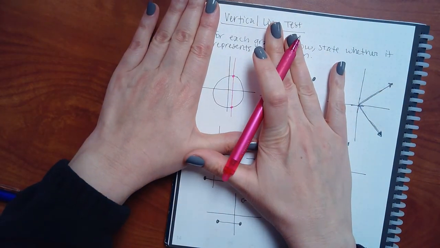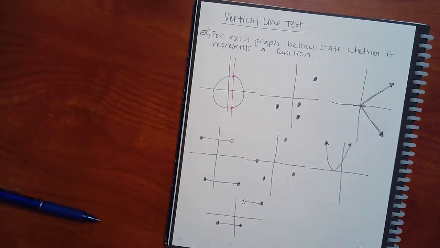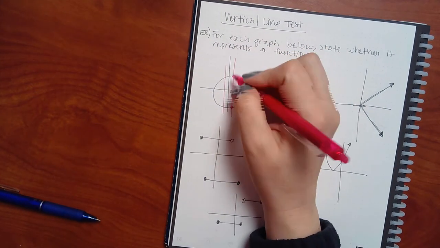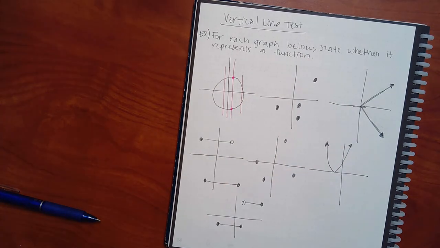Okay, and we have to be vertical, though. Even if I drew another one over here, or one down the middle, or one over here, all it takes is one vertical line to cross through two spots, and it's not a function. Okay? All it takes is one vertical line.